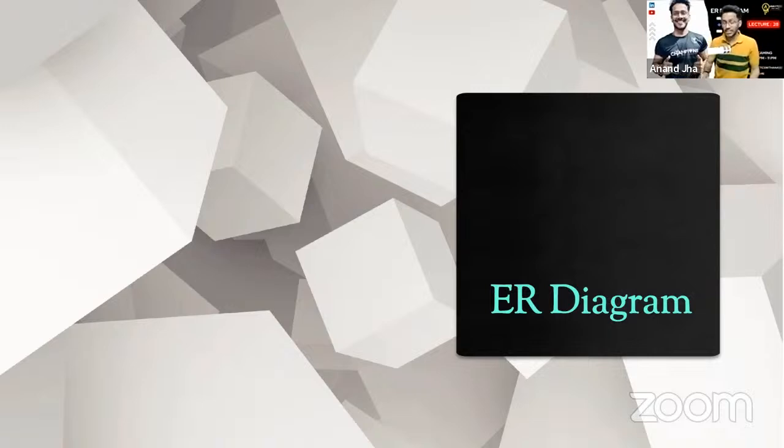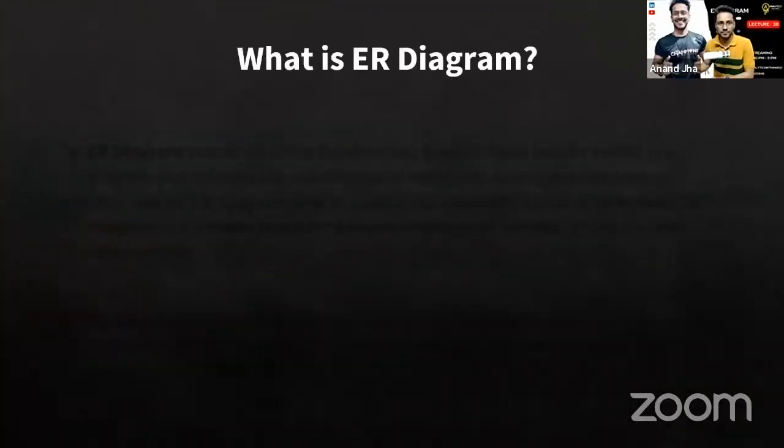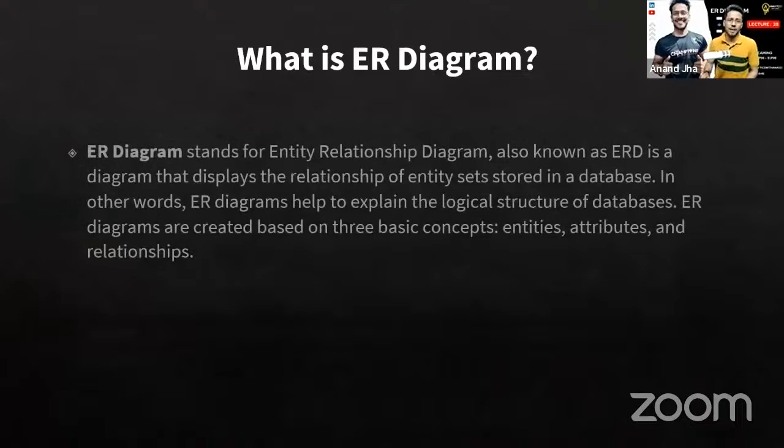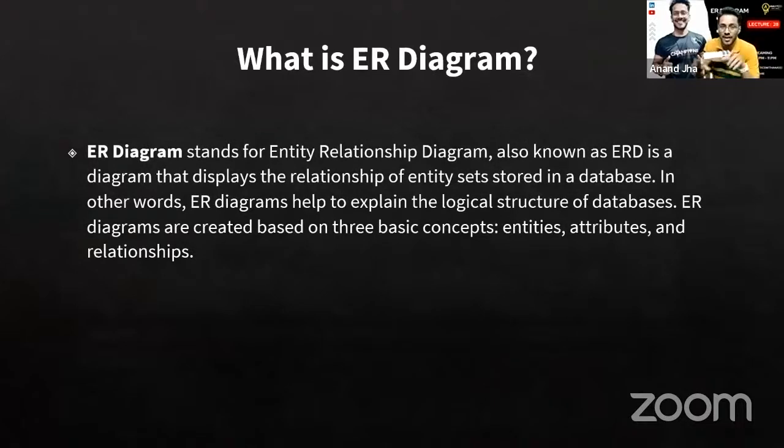Okay. So ER diagram. What does ER diagram stand for, by the way? Entity relationship diagram. Why do we need this? We'll see that. Everything will be covered in detail. So what is an ER diagram? ER diagram stands for entity relationship diagram, also known as ERD. It's a diagram that displays the relationship of entity sets stored in a database.